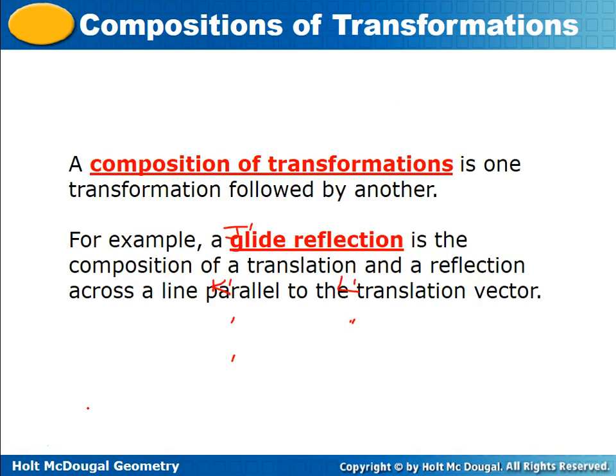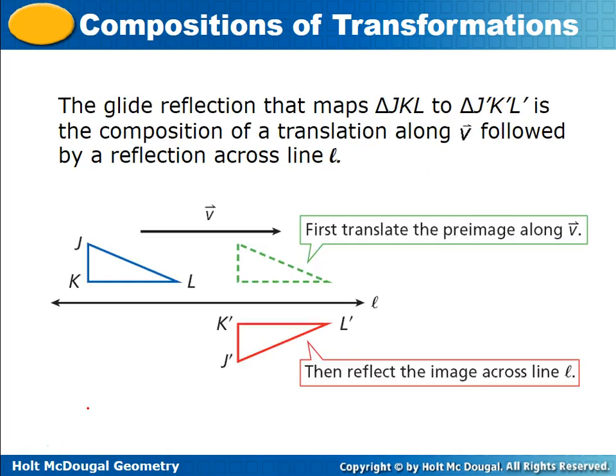So our first term here is a composition of transformation. This is when one transformation is followed by another. So we're going to do more than one transformation in a problem. An example of this is a glide reflection. It's a composition of a translation and a reflection across a line parallel to the translation vector.